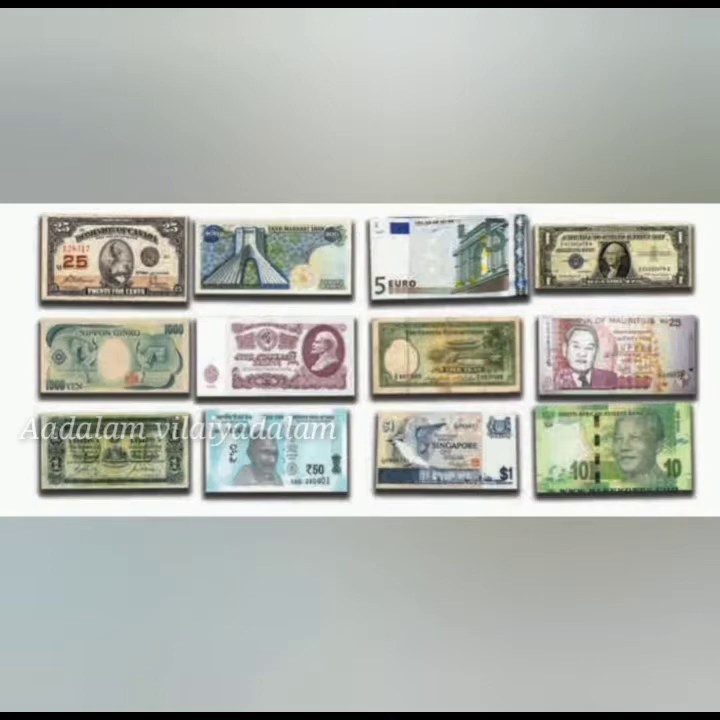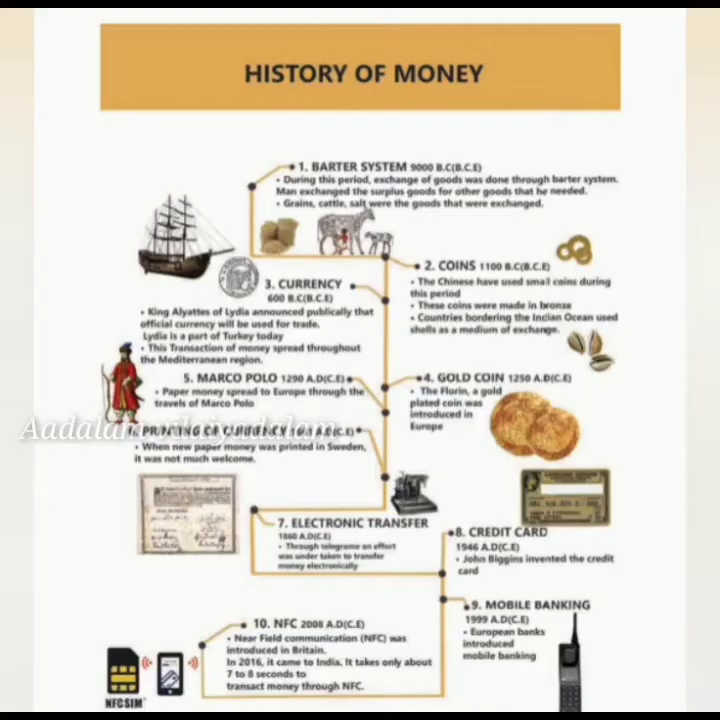So here you have a picture called history of money. First is the barter system, that is exchange of goods. Next, ancient people started to trade with coins, then with currencies and gold coins, then printing of currency, then electronic transfer, later credit card, and now mobile banking. And the last one is NFC.